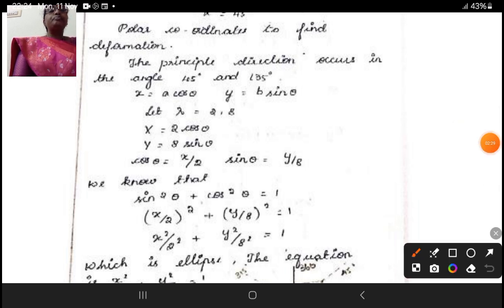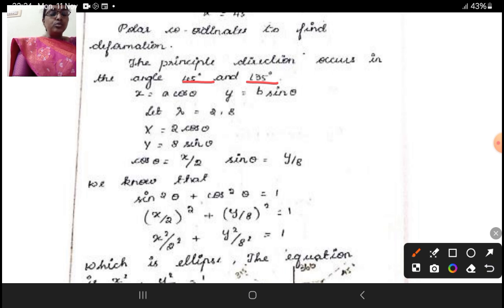Next, we want to calculate the polar coordinates for the deformation. Before that we want to calculate the principal direction. The principal directions occur only at 45 degrees and 135 degrees, as we just calculated. So the vectors make 45 degree and 135 degree angles with the positive x1 direction. They give the principal directions. The eigenvalues show that in the principal directions the membrane is stretched by the factors 8 and 2 respectively.